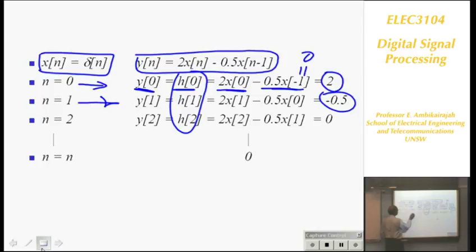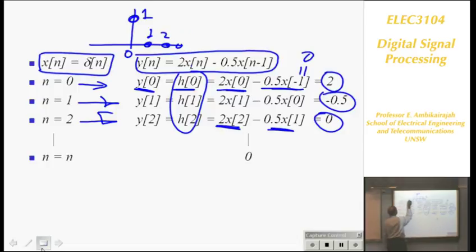The next time you go n equal to 2, work it out, 2x2. x2 is 0, x1 is 0, so the output is 0. Because delta, remember delta, is only 1 at that point, and other places are all zeros. 1, 2, 3 values, minus 1, minus 2. So if you continue this, it will be all zeros afterwards.